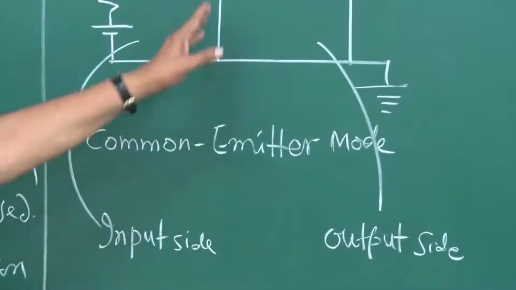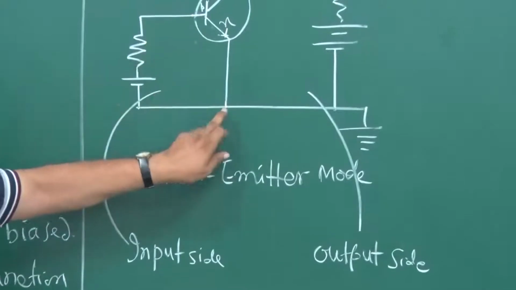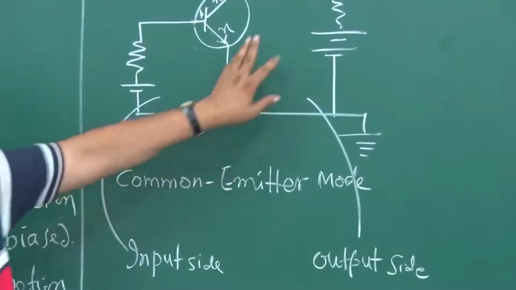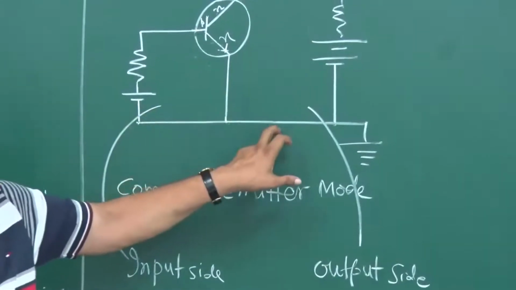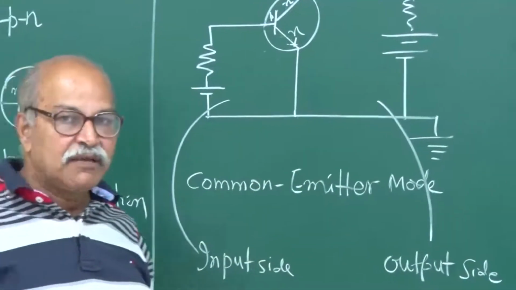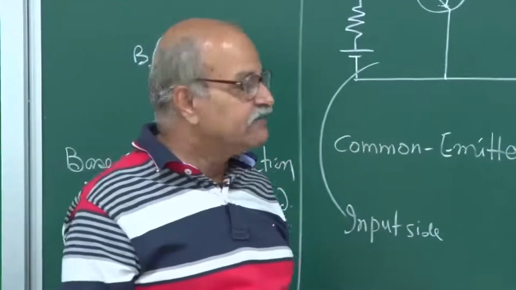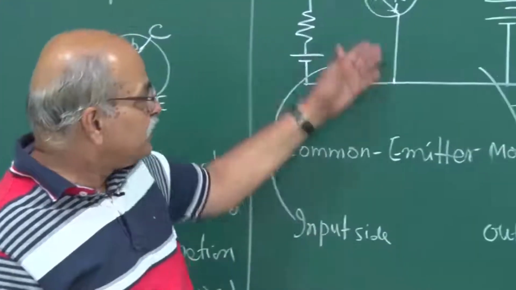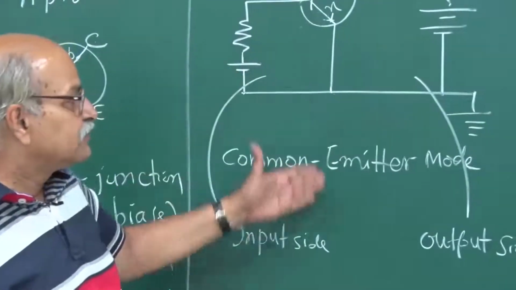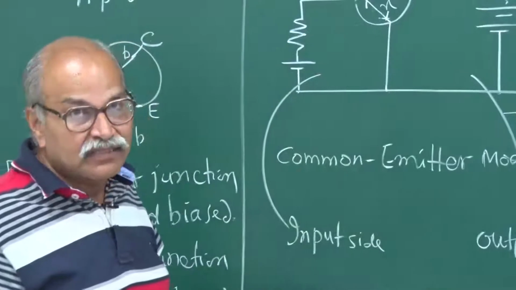Right, and this emitter is common to both of them. For this circuit also the emitter is coming into the picture, and for this circuit also. So it is common emitter mode, and many of the applications which we will be dealing with in this course will be in this mode, common emitter mode. You can also have other modes, common base mode for example.